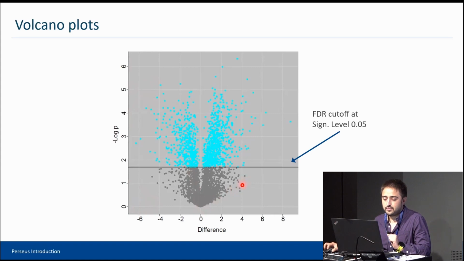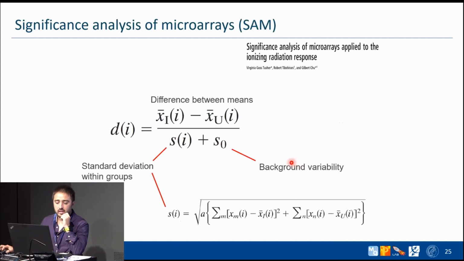If you define an alpha, you can calculate the minus log of that alpha, in this case 0.05. This defines a border between your differentially expressed region and your non-differentially expressed region. Everything above this value right here is differentially expressed, and everything below is not differentially expressed.